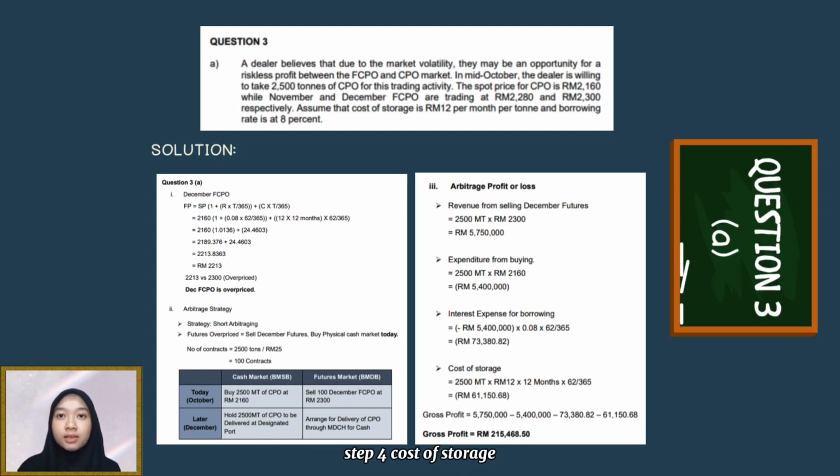7,338.82 ringgit. Step 4, cost of storage, we get negative 61,150.58 ringgit. To get the gross profit, we calculate revenue from selling December futures minus expenditure from buying minus interest expense for borrowing minus cost of storage, which equals the profit of RM215,468.50.